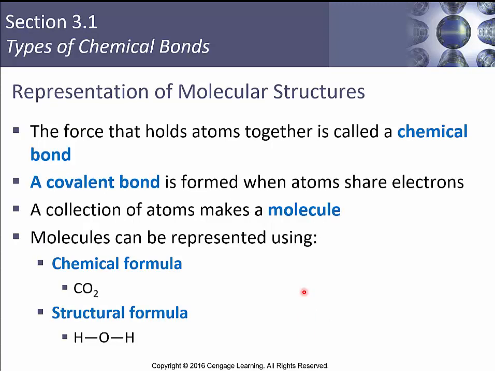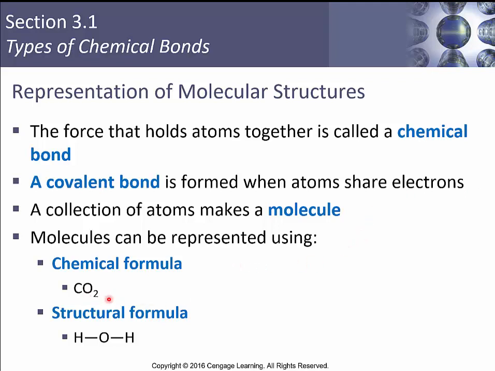So a representation of molecular structures, a force that holds atoms together is called a chemical bond. It can be between atoms of the same type or atoms of different types. A covalent bond is formed when atoms share electrons. It doesn't have to be perfect sharing, but they're going to pretty much try to evenly share these electrons between each other.